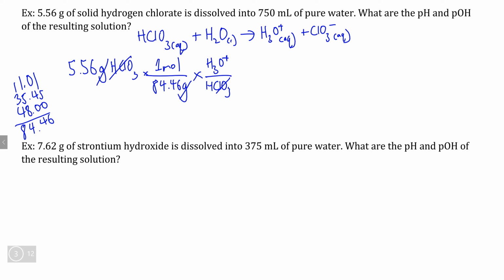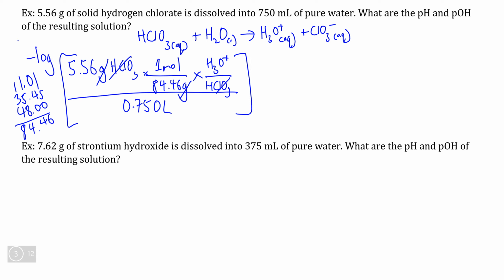So here we have our moles of hydronium. The concentration we can find by dividing this number by our solution volume in liters. And then finally, to figure out the pH, we take our concentration of H3O+ and take the negative log of it. If you do this in your calculator, it should read approximately 1.06 as the pH value.